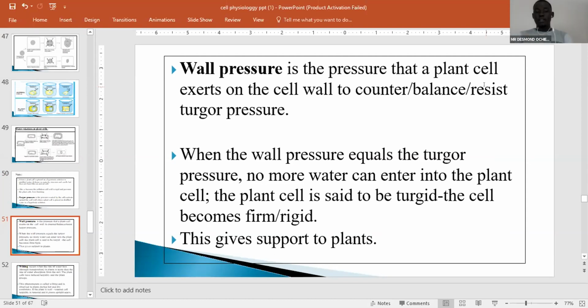So the plant cell is said to be turgid. Something that is turgid is very, very strong. So the cell becomes firm or rigid. This is what brings about support in plants.